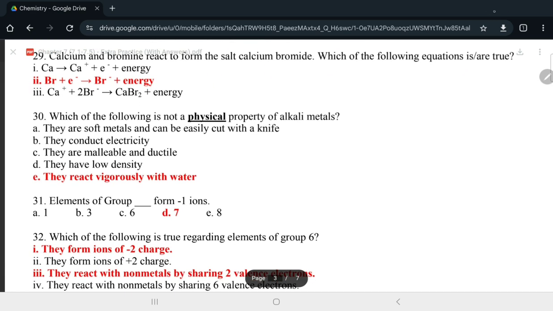Which of the following is not a physical property? They are soft metals and can be easily cut with a knife. This is a physical property, okay? They conduct electricity. This is a physical property. They are malleable and ductile. This is a physical property. Low density is a physical property. And they react vigorously with water. It's not a physical property. But you tell me, don't alkali metals actually react with water? Yes, they actually do. But this is not a physical property. It's a chemical property. So don't confuse yourself between chemical and physical properties.